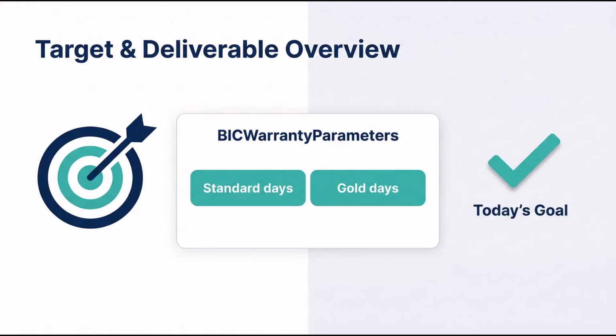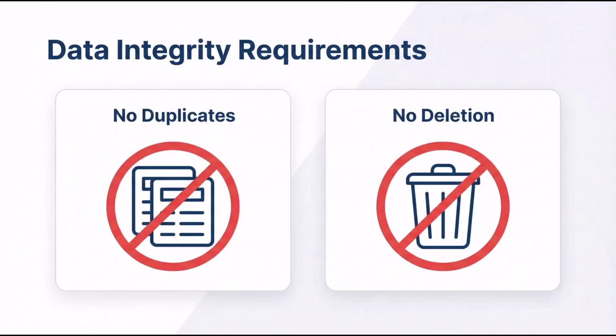Okay, so today we are going to create a BICWarrantyParameters table that follows this exact same pattern. The table will store 2 values: the number of warranty days for standard customers and the number of warranty days for gold customers. But here is the important part, right? We need to enforce that only one record can ever exist in this table. That is what makes it a singleton. If someone accidentally tries to insert a second record, the system should block it. And we also need to prevent deletion of the existing record.